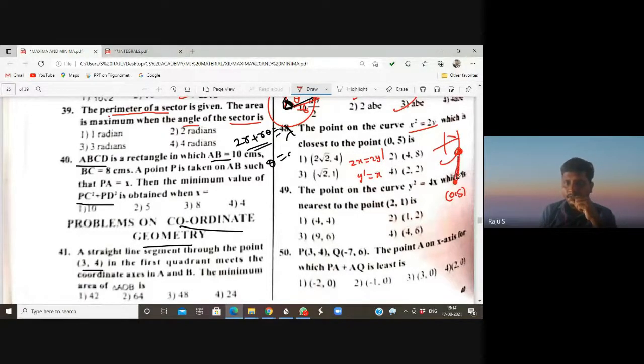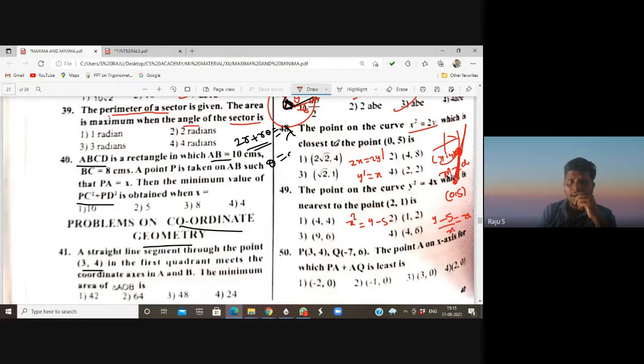Find this slope, like the tangent equation. 2 points are given. One point you can take as x comma y. Another point is 0, 5. So the slope is y2 minus y1 over x2 minus x1, that is y minus 5 over x. This slope is nothing but m, nothing but dy by dx. You can equate both: this is equal to x. So we get another equation, x square is equal to y minus 5.